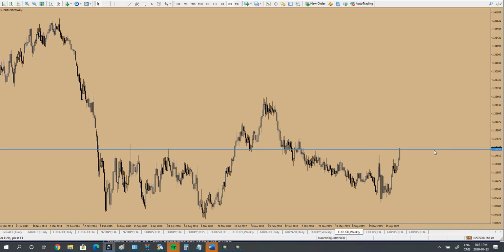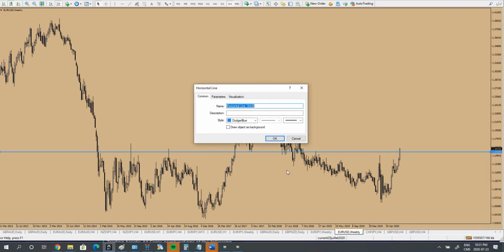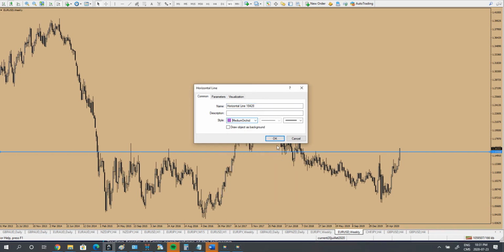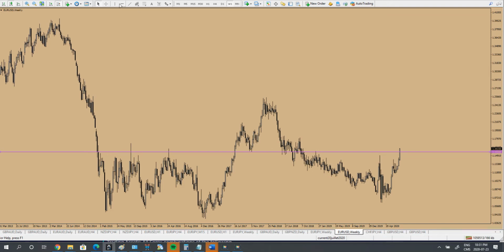It's already in. It's inside my weekly support. I mean, my weekly resistance. Sorry, I always get mixed up, but you know what I mean. It's in my weekly resistance zone, right? That's my zone right there, right?